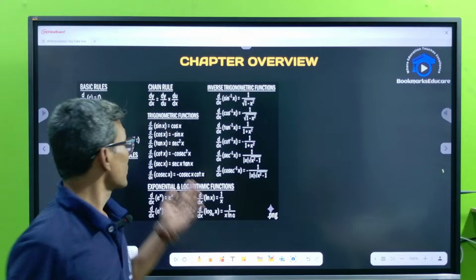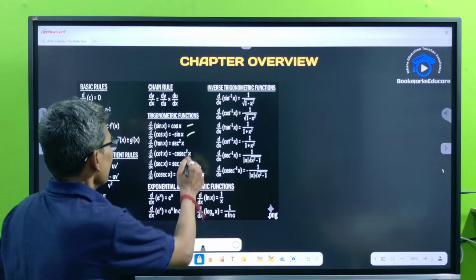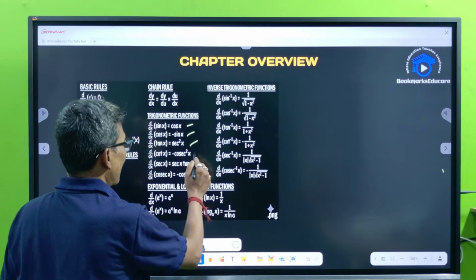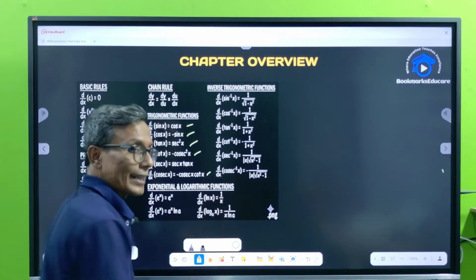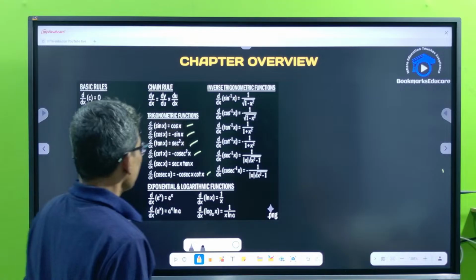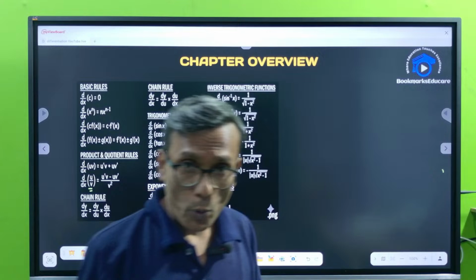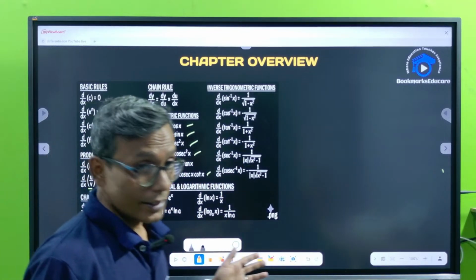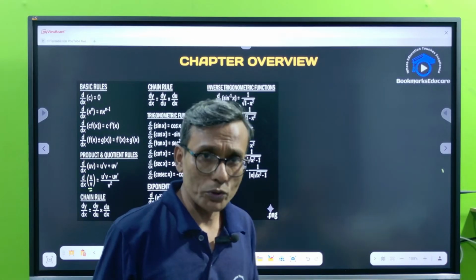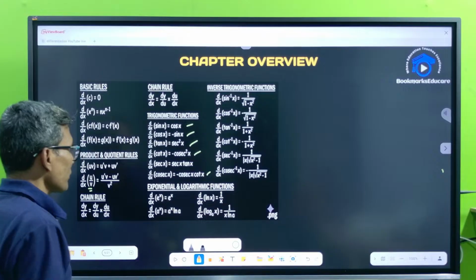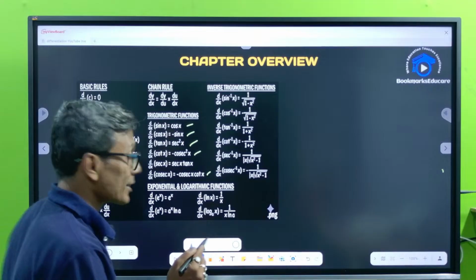d/dx of sin x is cos x, d/dx of cos x is minus sin x, d/dx of tan x is sec square x, d/dx of cot x is minus cosec square x, d/dx of sec x is sec x tan x, d/dx of cosec x is minus cosec x cot x. d/dx of e to the power x, where e is an exponent. e is also an irrational number whose value lies between 2 and 3. Here the power x is a variable, so d/dx of e to the power x is equal to e to the power x.